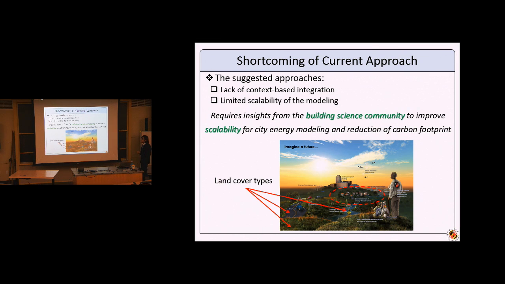Are we looking at the land cover type, meaning, for example, the impervious surfaces, such as the asphalts or the concrete, or the vegetation? Are we looking at the influence of that on the energy consumption or not? I believe there is an opportunity for us as a building science community to provide insights to the next vision of the NSF for these smart cities. That's what I'm hoping to accomplish.